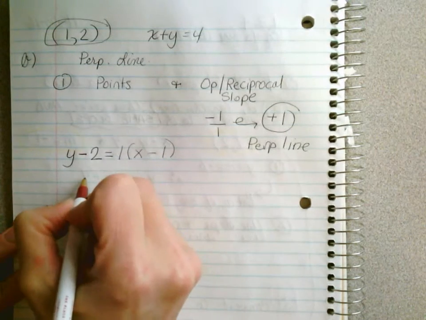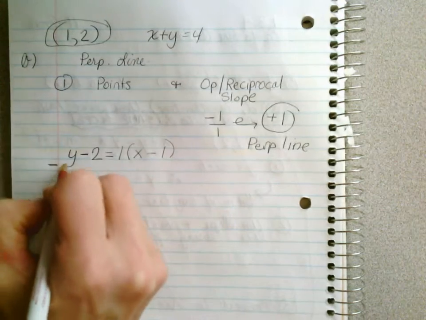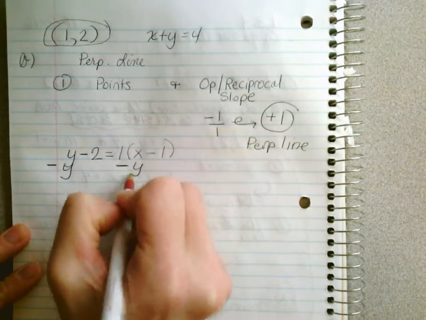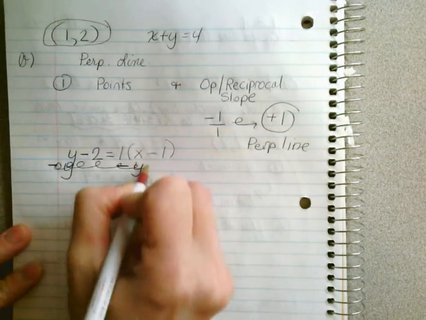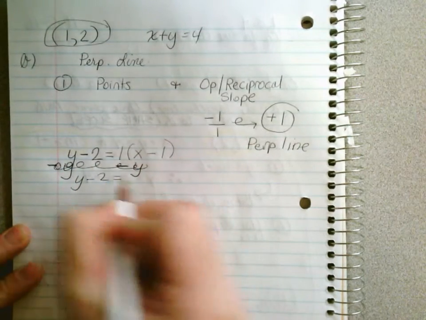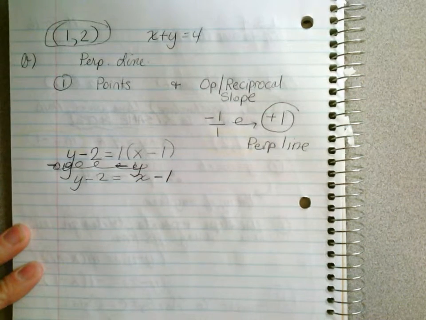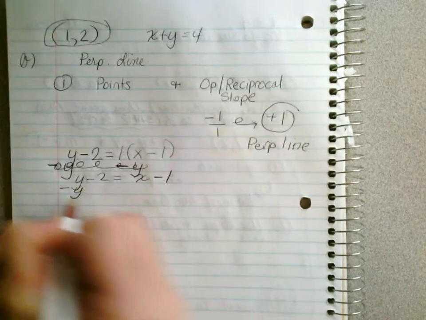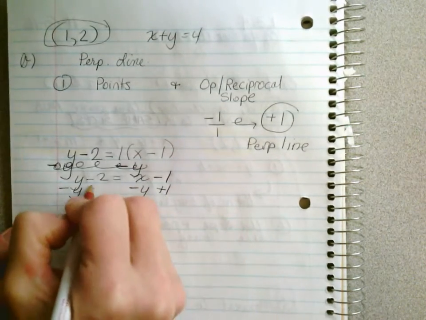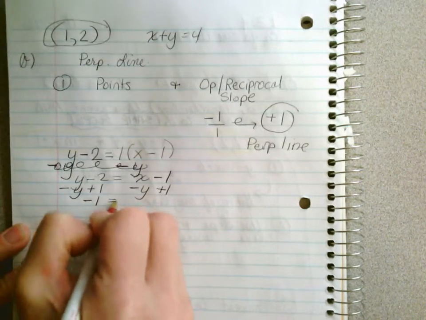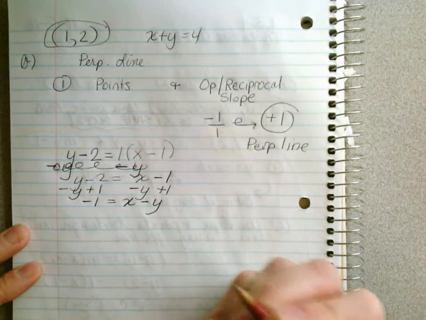Put it in standard form. I'm going to subtract my y. Wait. Before I do that, I don't want to make a mess. Y minus 2 equals 1, so that's x minus 1. I'm going to keep my x positive, move my y, add my 1, add my 1. Negative 1 is equal to x minus y.